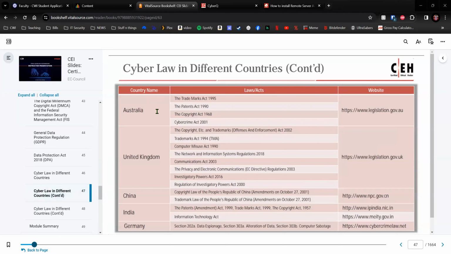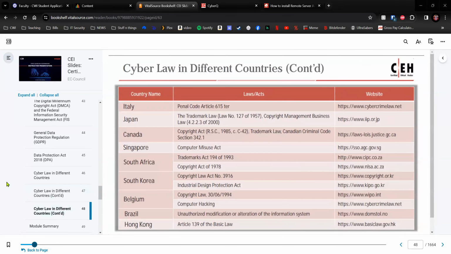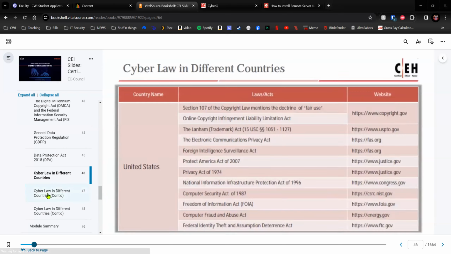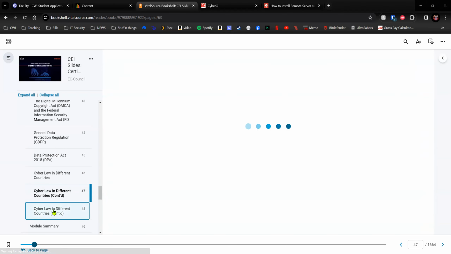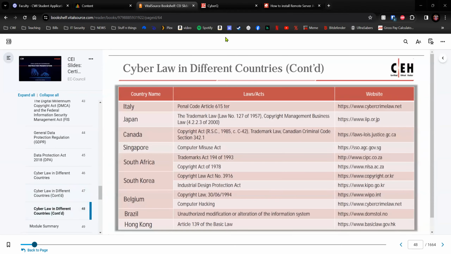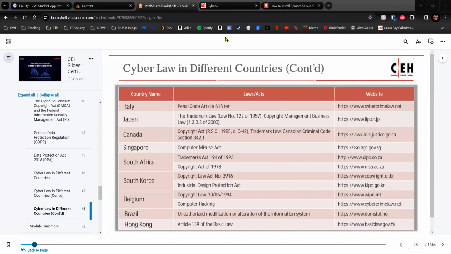Australia has some really interesting ones if you want to look at it. The United Kingdom, China is interesting. India, Germany actually has some interesting stuff on there. They do a lot of work towards making sure their people are protected. But yeah, if you want to look through all the different ones, these three tables here are very fascinating, just to see the disparity between the different ones.